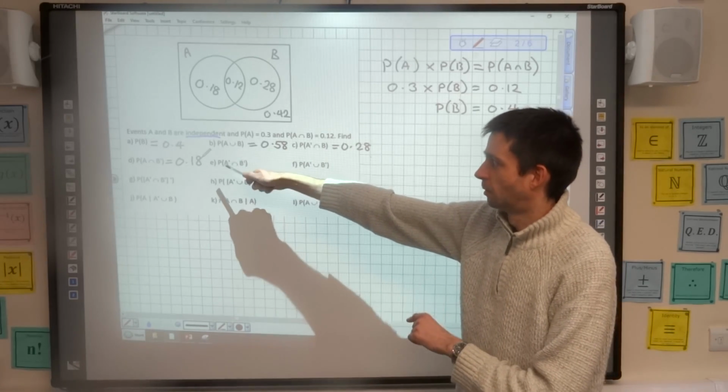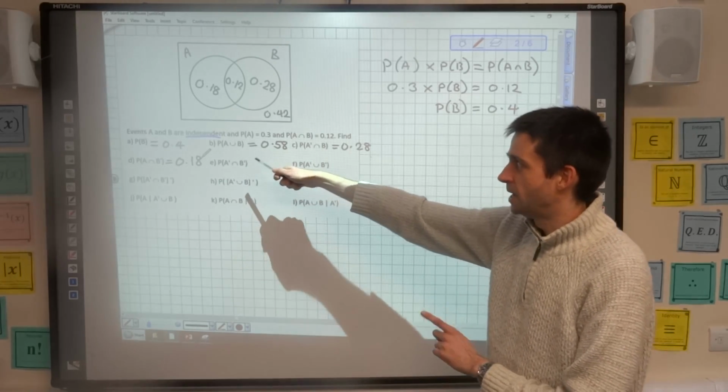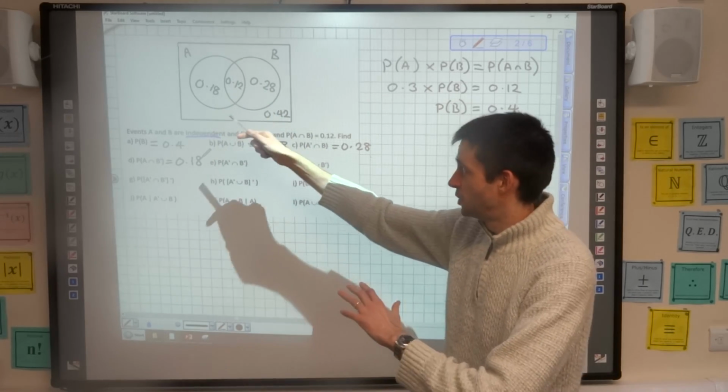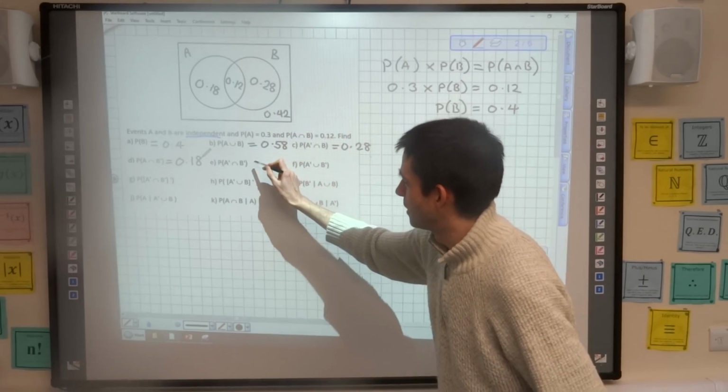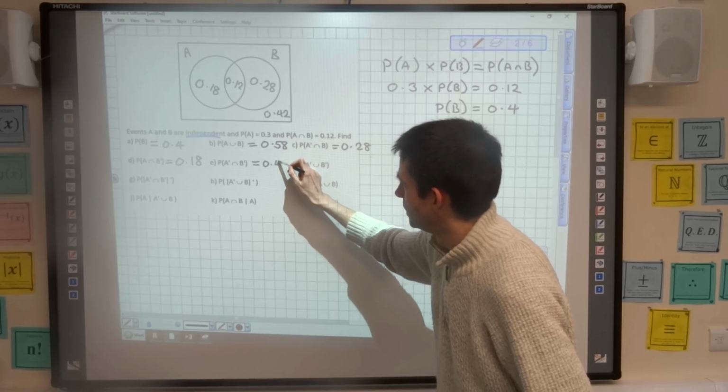Part E, probability of not A intersect not B. So we're not in A and we're not in B. We must be the bit on the outside, which is 0.42.